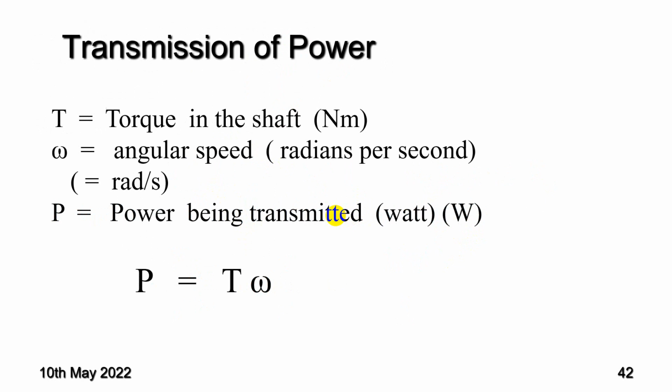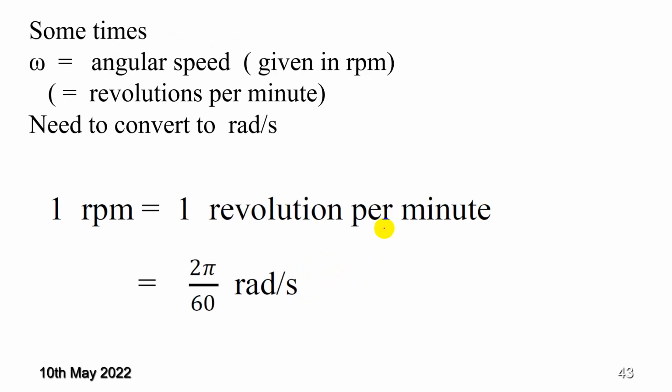Now let us see how we can use the torque to transmit power. You can relate torque and the angular speed with power using this equation. You might have studied this in advanced level. Power is equal to torque into angular speed. The omega angular speed is given in revolutions per minute, and we need to convert that to radians per second. So 1 RPM is 1 revolution per minute, that is 2 pi over 60 radians per second.